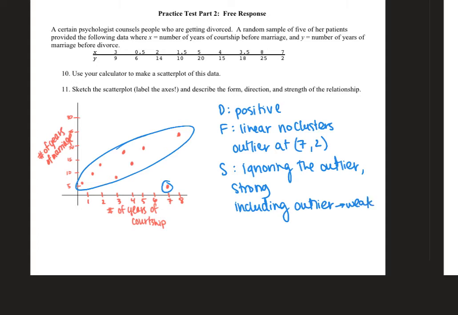Okay, so essentially this graph, in terms of correlation, the longer you court, the longer the marriage.